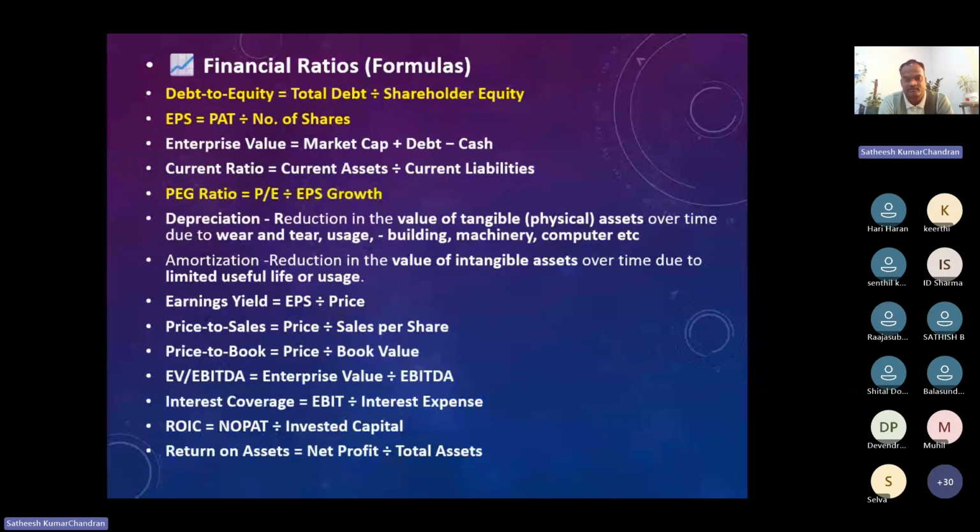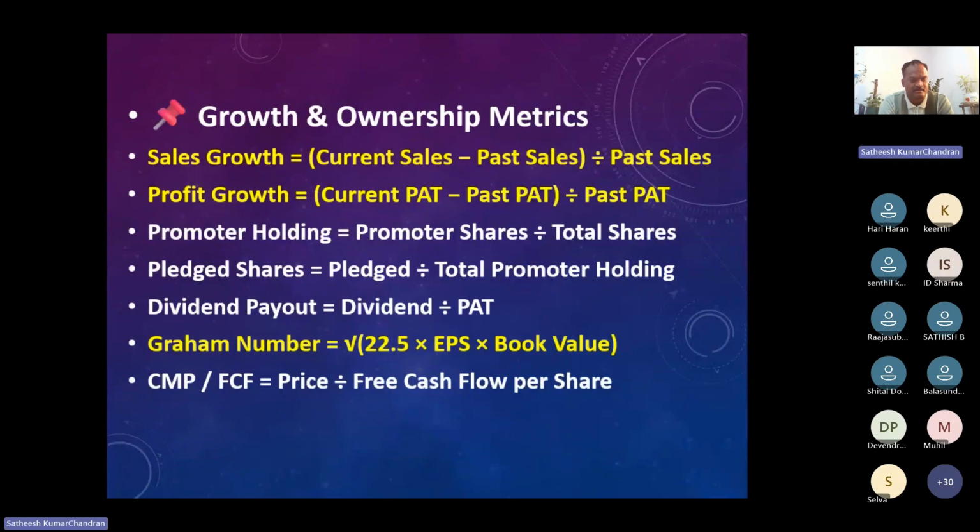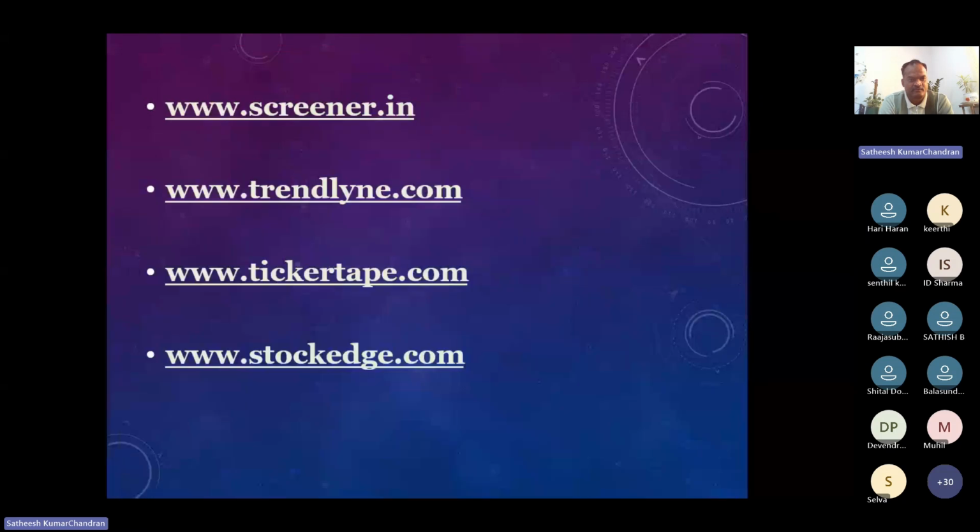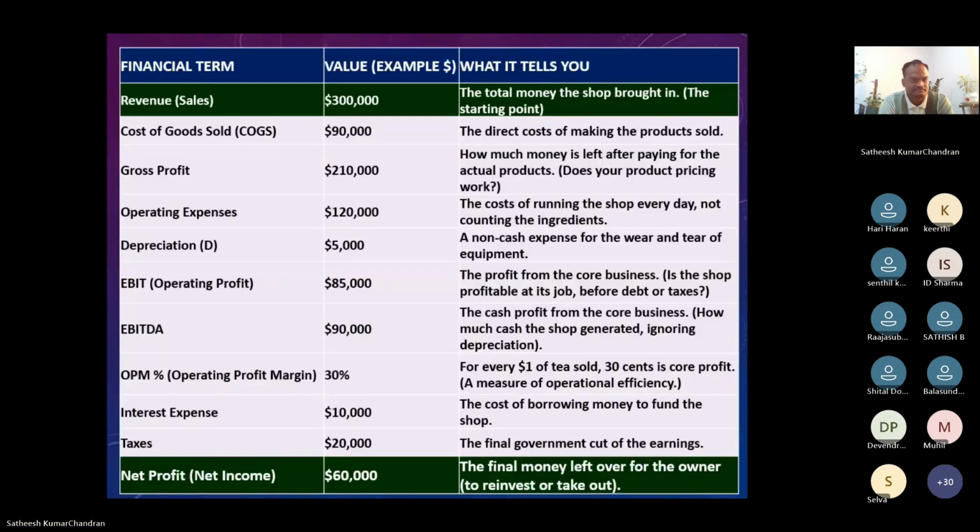For example, 100 crore total debt and shareholders equity is 200 crore, so it is to be multiplied accordingly. If it is less than 1, it is always good. More than 1, it is not good.